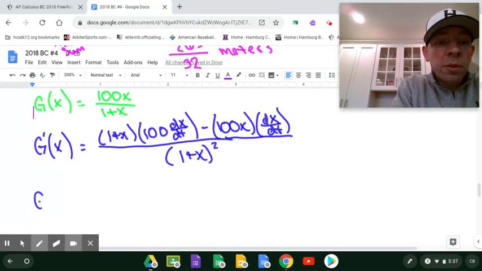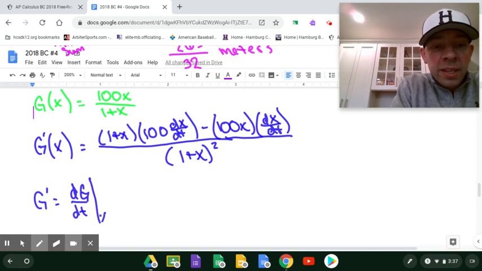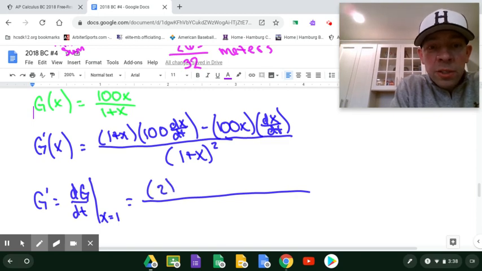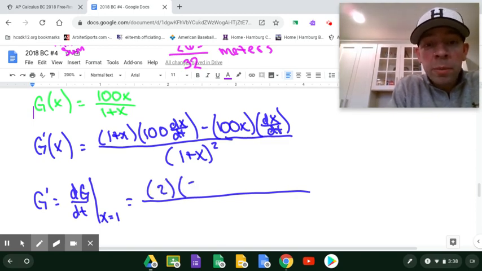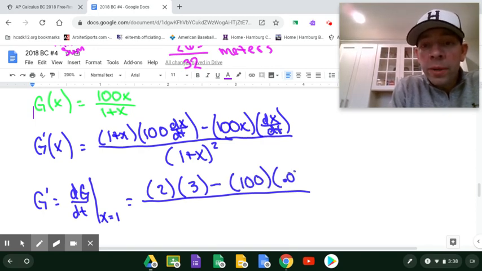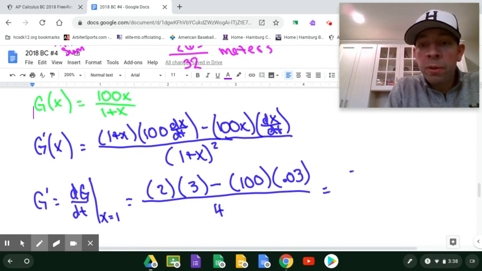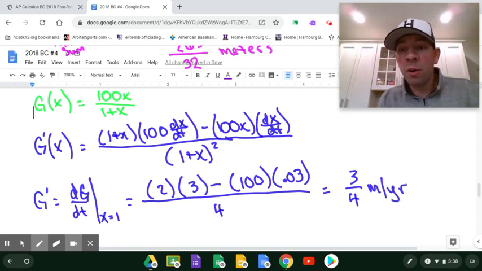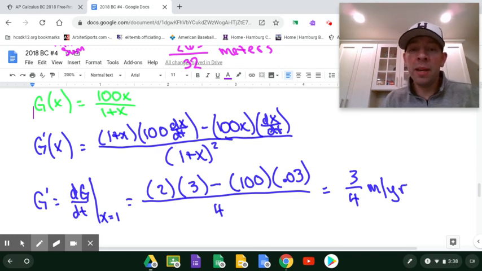Now what we want to do is measure the derivative, or you could use this notation here. You could say the derivative of g with respect to t evaluated at x equals 1 meter. So let's see, 1 plus 1 makes 2, 100 now multiplied by 0.03 makes 3, minus 100 times 1 and 0.03 again for dx/dt, all over 1 plus 1 makes 2 squared, 4. So we're going to get 6 minus 3 over 4, 3/4. Again, that's a rate, so this is going to be meters per year. And that's how fast the tree is growing at the instantaneous moment where the diameter of the base is 1.